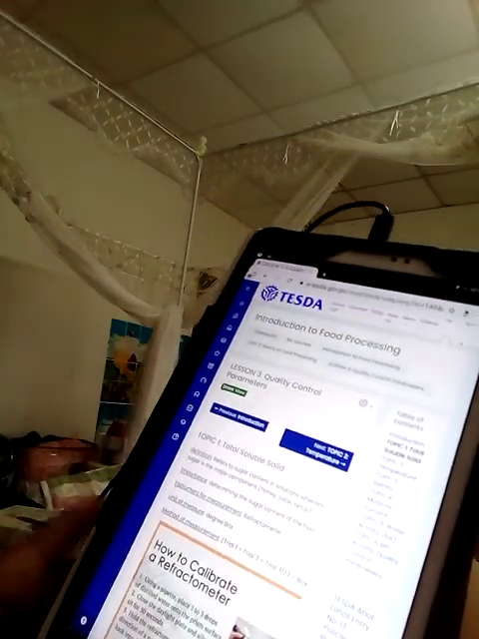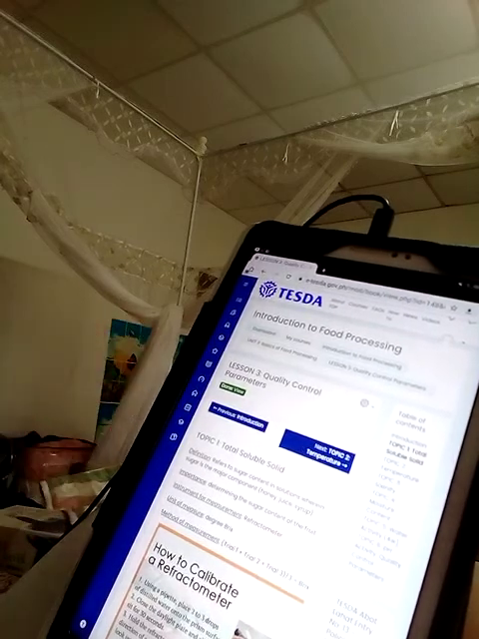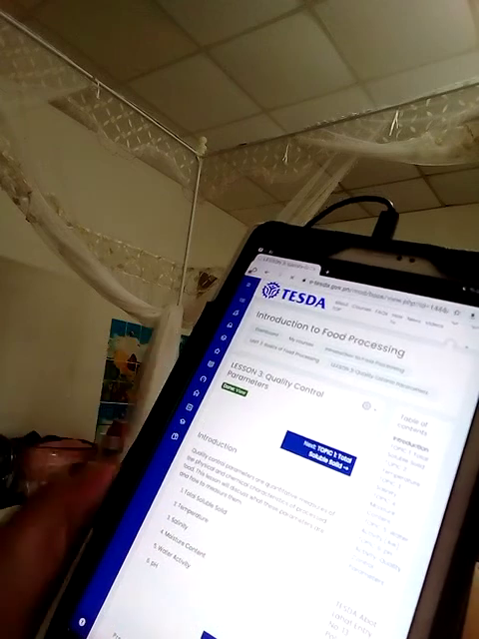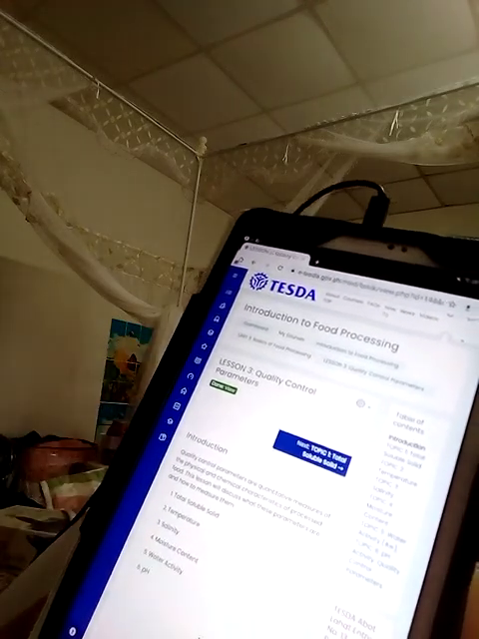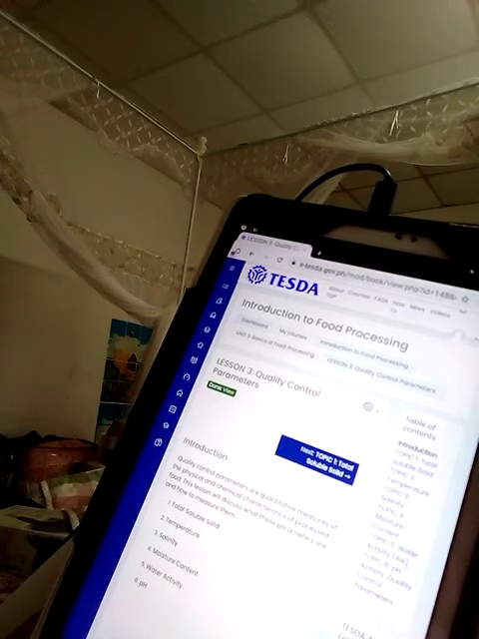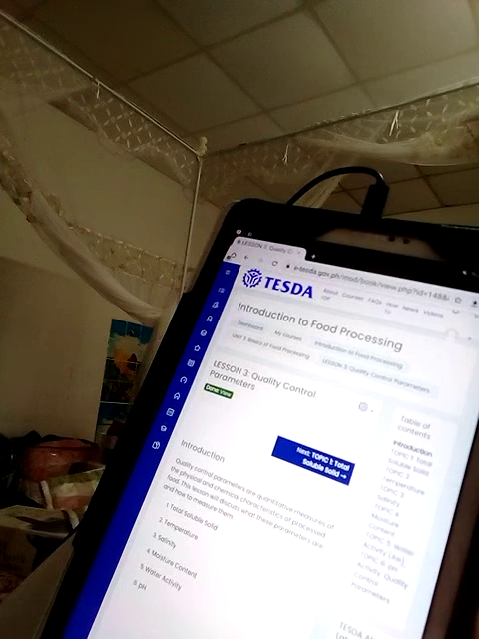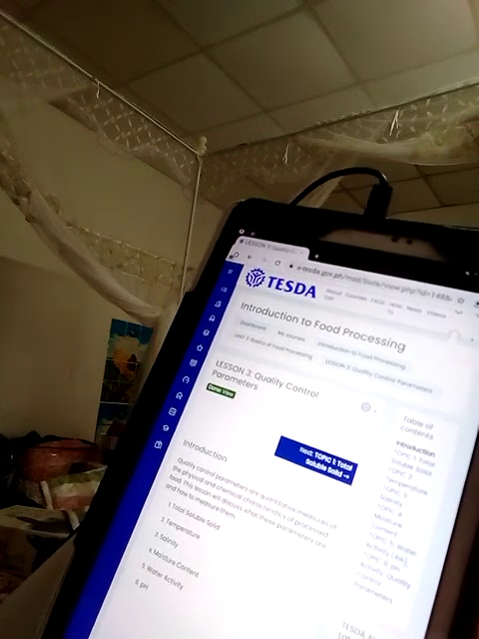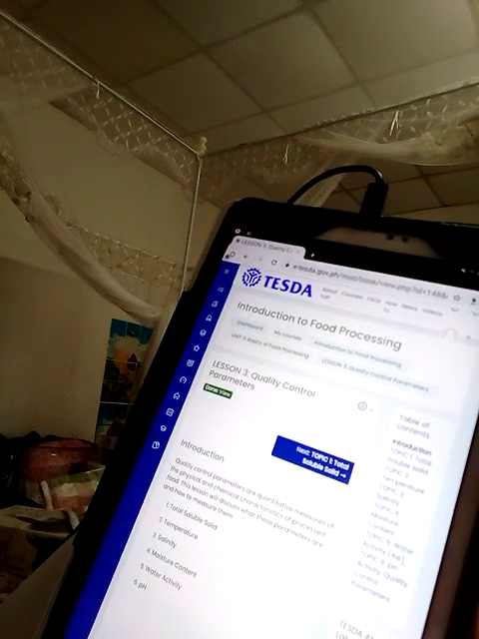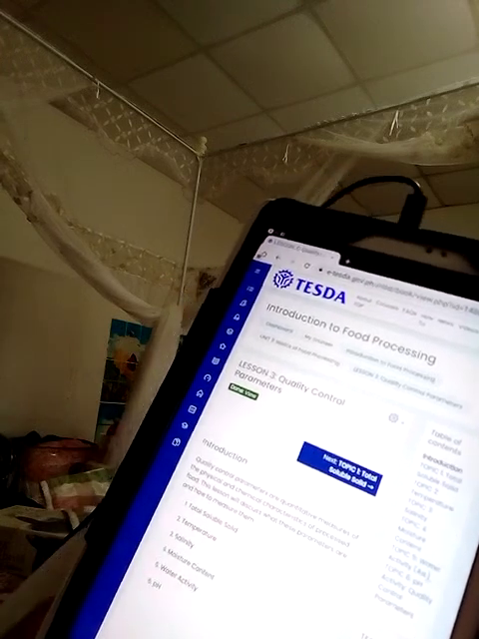Introduction. Quality control parameters are quantitative measures of the physical and chemical characteristics of processed food. This lesson will discuss what these parameters are and how to measure them.